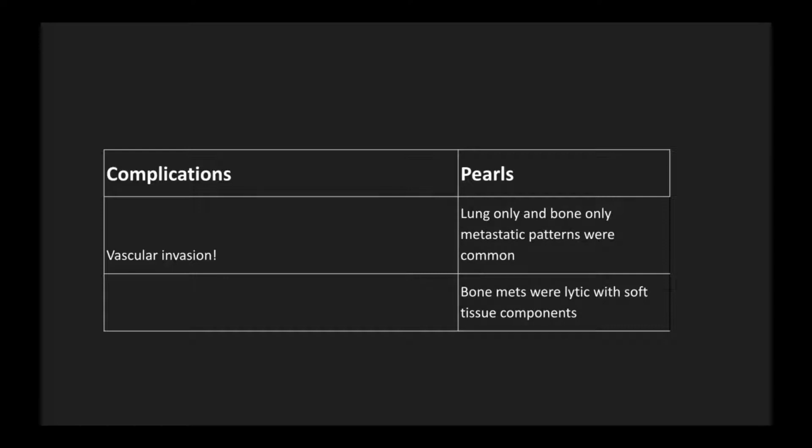Some of the pearls with this disease are that lung-only and bone-only metastatic patterns are common. So if you see it in the lung, then you might not be seeing it in the bone as much, despite the fact that they're the top 3 most common sites. And bone mets are typically lytic with a soft tissue component.